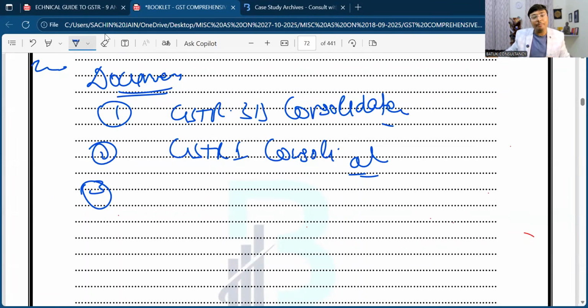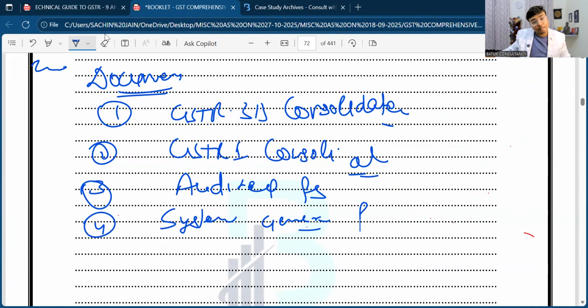There is also a requirement to take the audited financial statement. As the audit has already been completed, you can easily take the audited financial statement. With that, I suggest you should take the system generated financial statement, so that if there is any variance, you can easily find it in the audited financial statement versus the system generated financial statement.